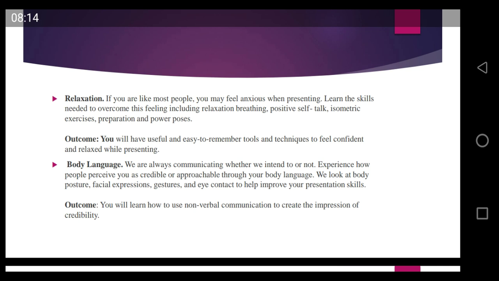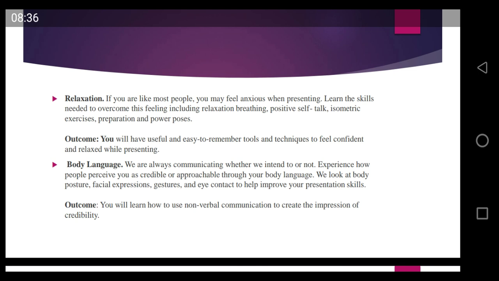Now, what will be the advantage if you do it like this? You will have useful and easy-to-remember tools and techniques to feel relaxed while presenting. 100%. If you get relaxed yourself, your brain is going to memorize all the things there, and it is going to recall them. Otherwise, in tension, you might not.